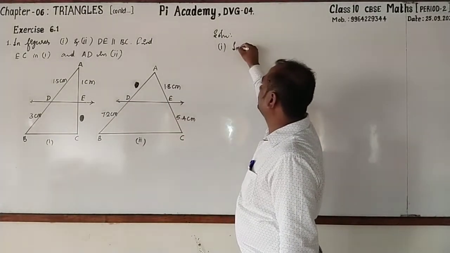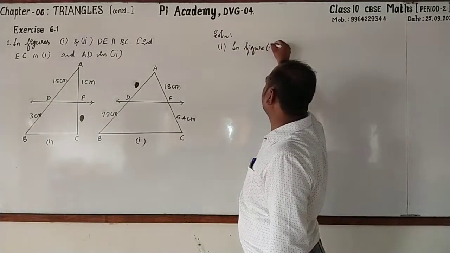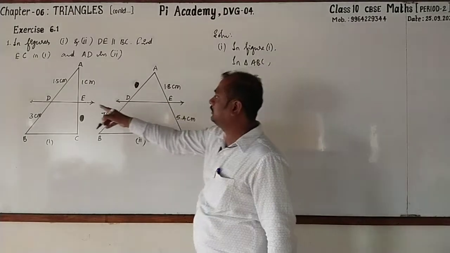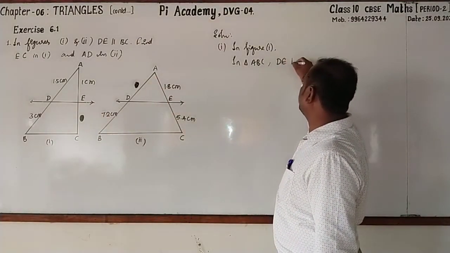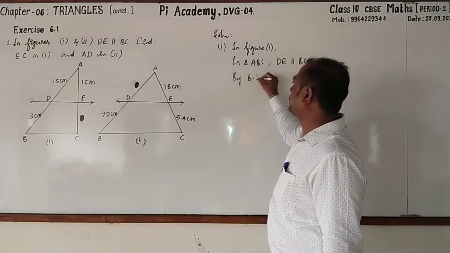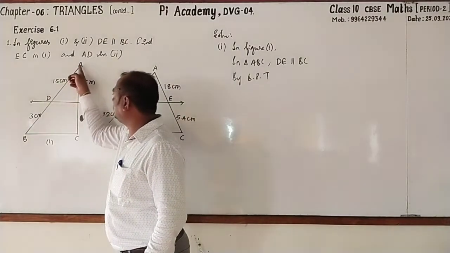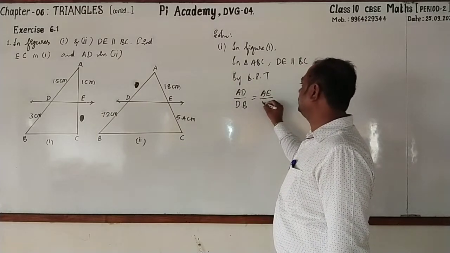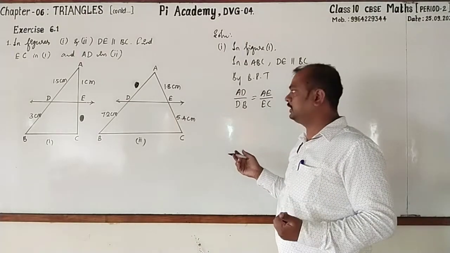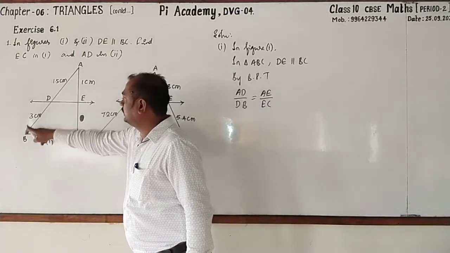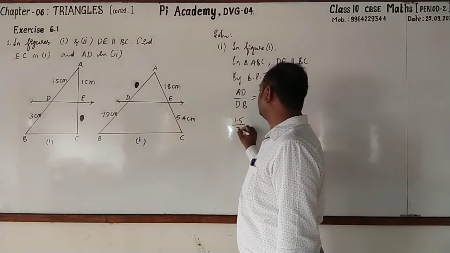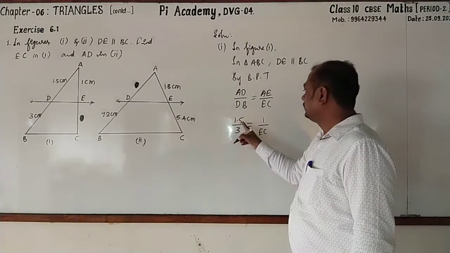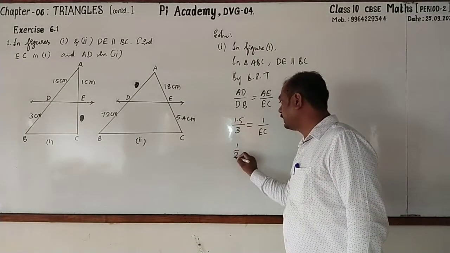In the first figure, that is triangle ABC, they have given DE parallel to BC. So by basic proportionality theorem, you can write AD by DB equal to AE by EC. Even you can take the substitution directly. What is AD? AD is 1.5, DB is 3. So it is 1.5 by 3 is equal to AE, AE is 1, by EC. Then here you can cancel 1.5 ones are 1.5, 2's are.